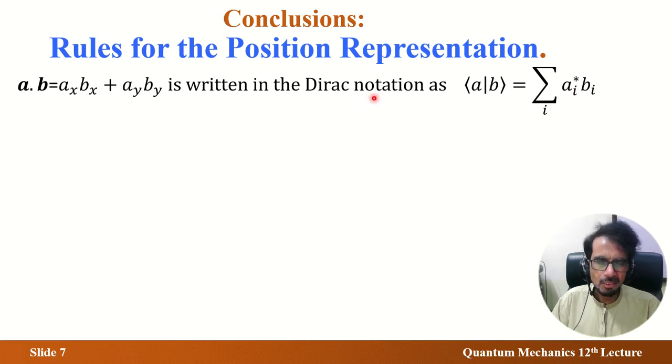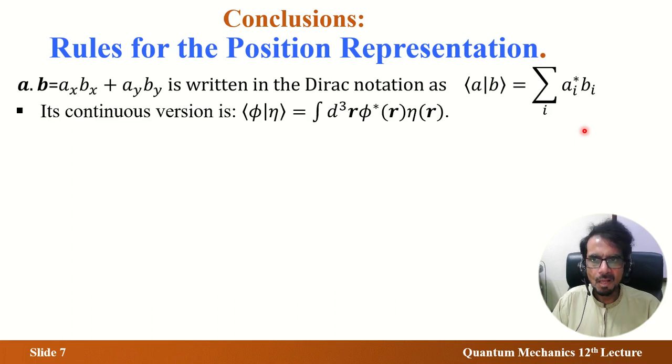And as I said, the main topic is what happens to the bra, and the answer is that bra components are complex conjugated. And in the continuum, if your independent variable is not discrete i, but continuous, maybe R position, then the summation also becomes continuous, namely derivative. Sorry, integrate.